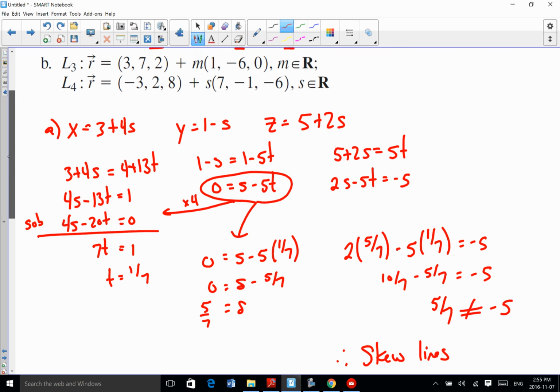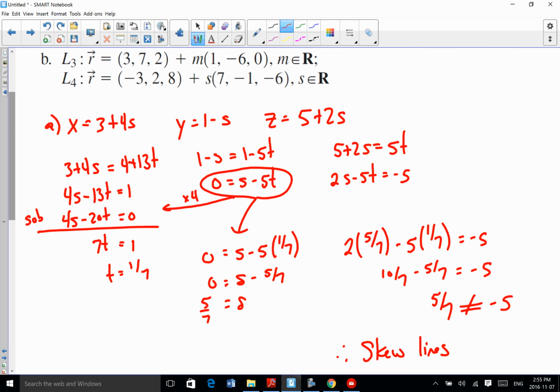Okay? Let's try B. Same ideas. Where do they meet, if they do? Parallel, coincident, they meet at a point, or the weird one, they're skew. So check your directions first. This is an easy one to check. I can tell those are definitely not parallel to each other. So parallel, coincident, out the door right off the bat. So my only other options are meet at a point or skew. Let's see what happens.